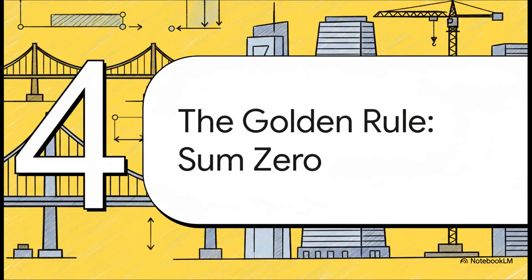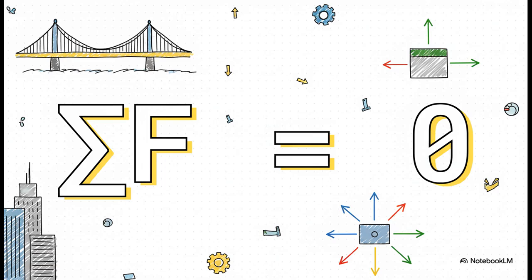Okay, so we've got the language. That's vectors. We have the battle plan, the free body diagram. Now we just need the one law that governs the whole thing, the single most important principle for anything that's standing still. And here it is. Looks simple, right? Sigma F equals 0. This elegant little equation is the golden rule of statics. It just means that if you add up all the force vectors acting on an object, the result has to be 0. No net force.